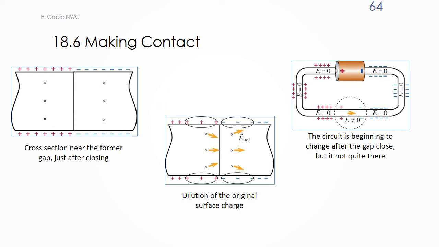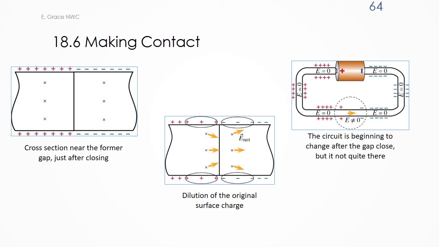All right, so immediately after making contact, so we're talking like femtoseconds, the cross section near the former gap just after closing. So now you've got those positive charges touching those negative charges. And then you can see that the field is going to start to rearrange as you have the dilution of the original surface charges.